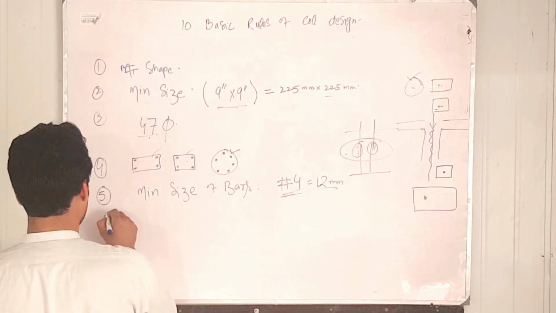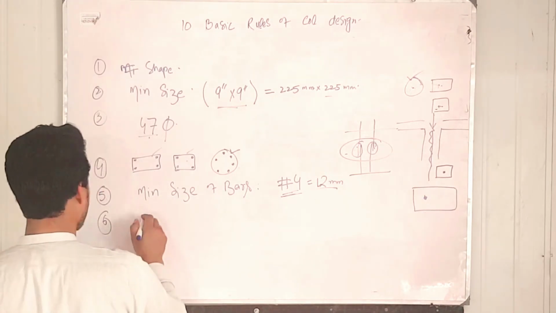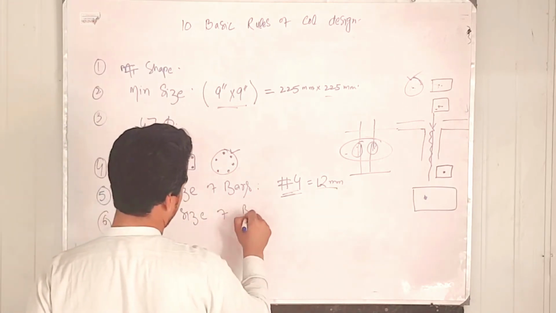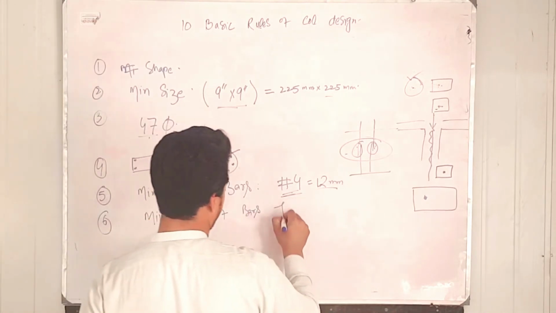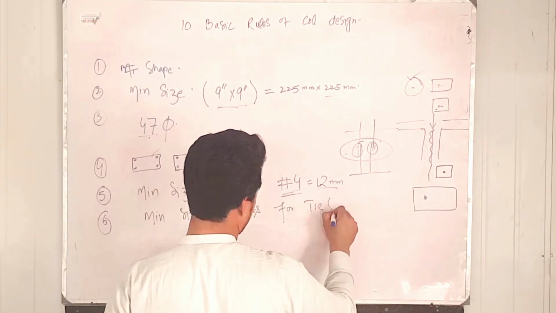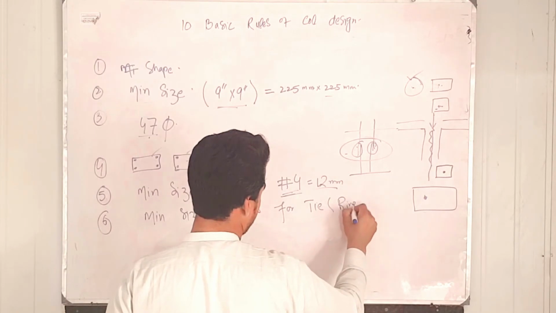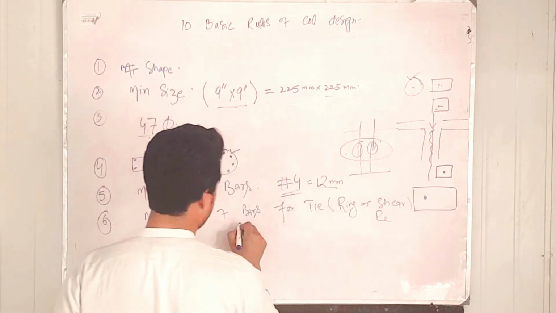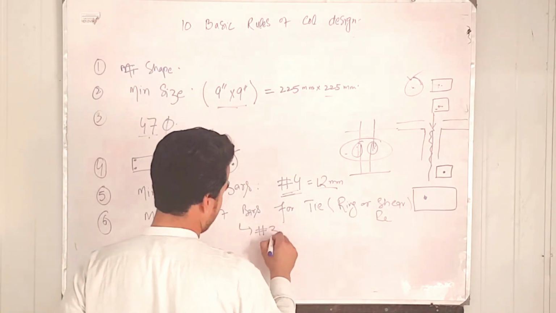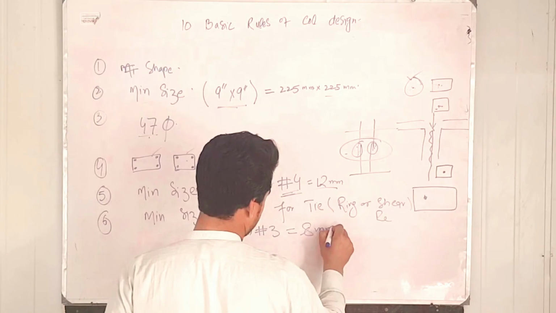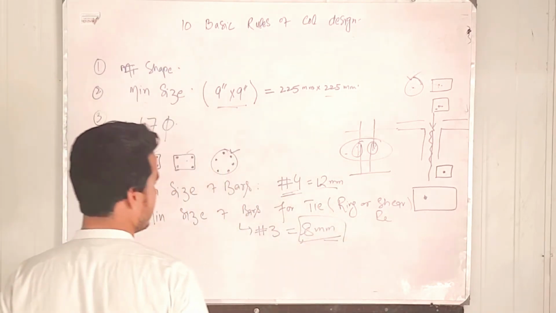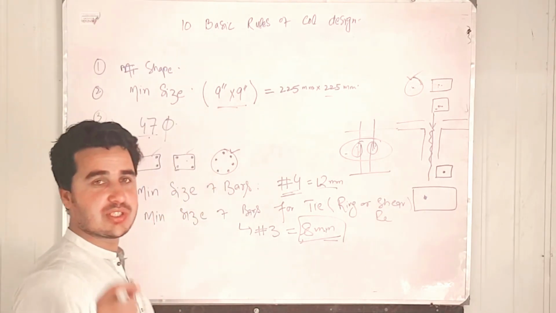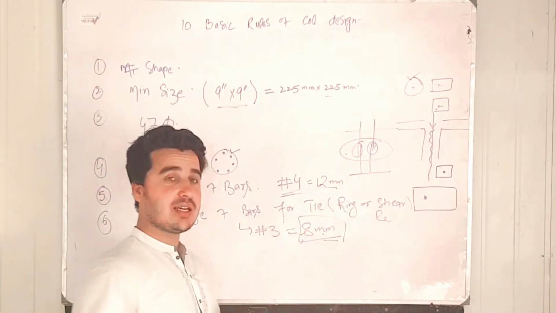Now going to rule number 6, the minimum size of bars for ties, which are also known as rings or shear reinforcement. The minimum bar is number 3, which is equal to 8 millimeter. This is the minimum bar size that you can use in any type of column during the design. These are the basic assumptions.